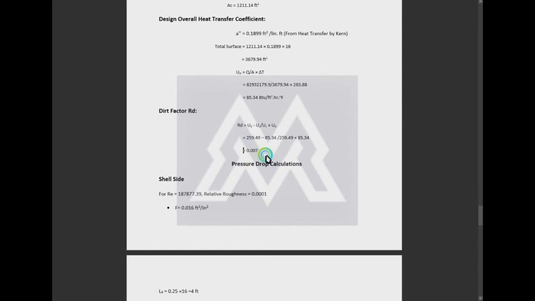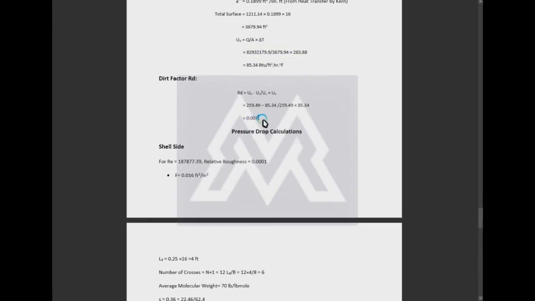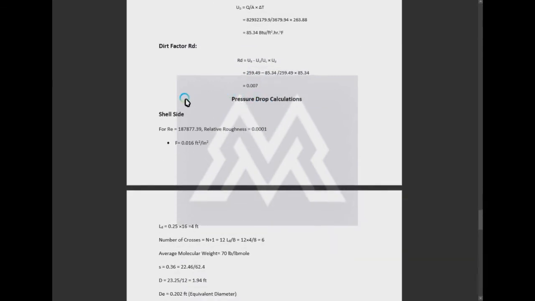The criteria has been defined in chapter number 6 and 7 of Process Heat Transfer for three regions: low fouling, high fouling, and moderate fouling. I think it is in the moderate fouling region. You can check the literature reference.